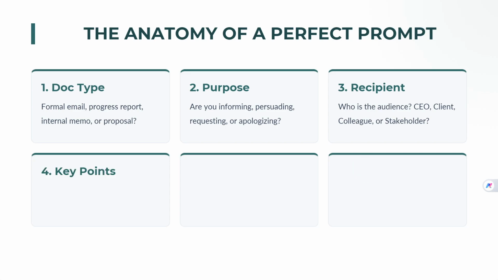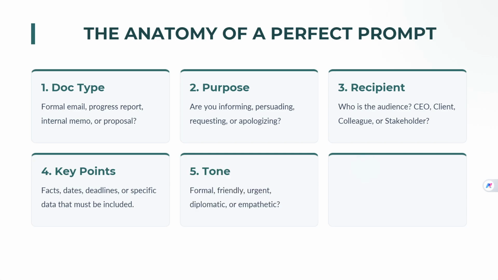Then we have the fourth, the key points. What specific information must be included? What facts, figures, or deadlines need to be conveyed? Now the fifth, the tone. Should it be formal, friendly, urgent, diplomatic, or empathetic? We need to know. Then sixth, call to action. What do you want the reader to do after reading the draft or the message?